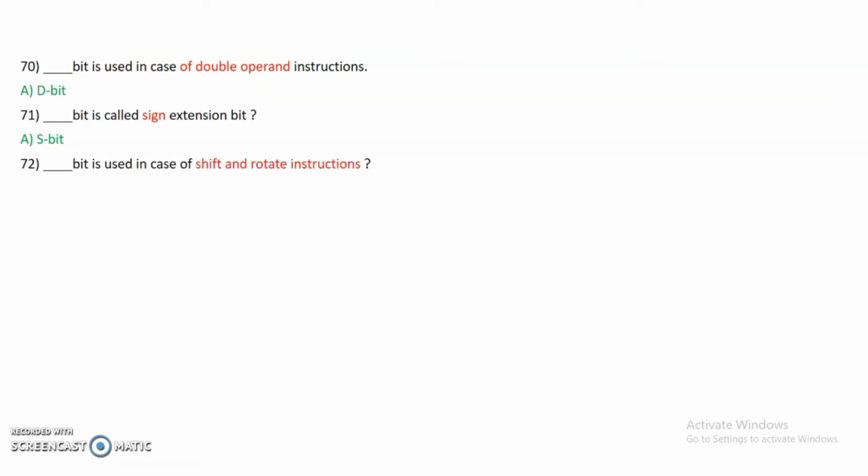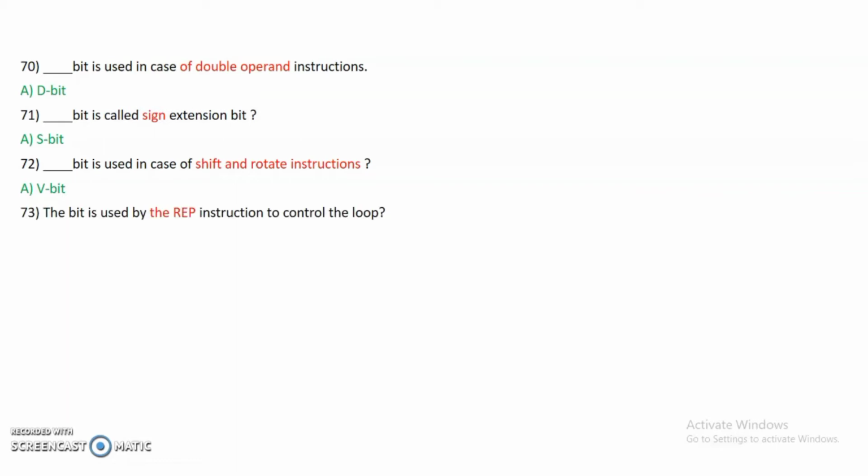Bit number 70. Dash bit is used in the case of double operand instruction. So the answer will be D bit. Bit number 71. Dash bit is called sign extension bit. The answer will be S bit. The answer is there in the question itself. Bit number 72. Dash bit is used in the case of shift and rotate instructions. This bit is important. The answer will be V bit. So V bit is used in the case of shift and rotate instructions.